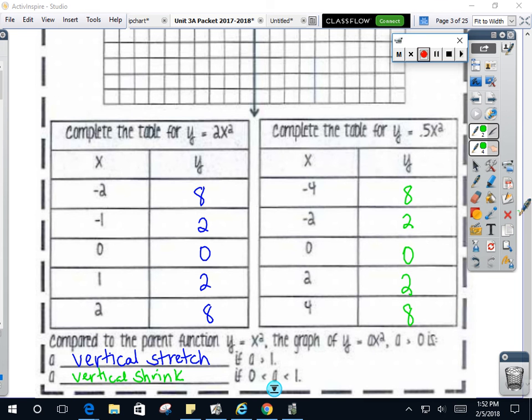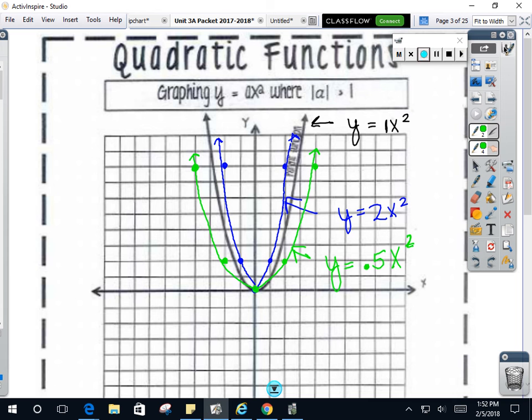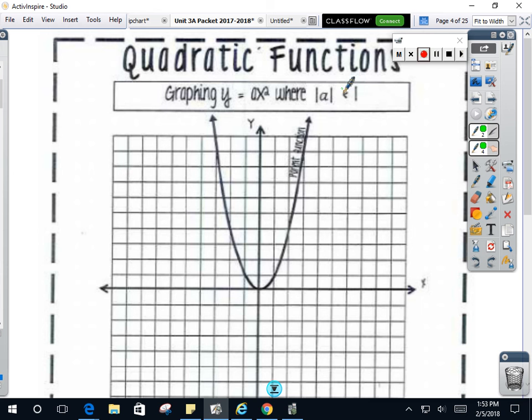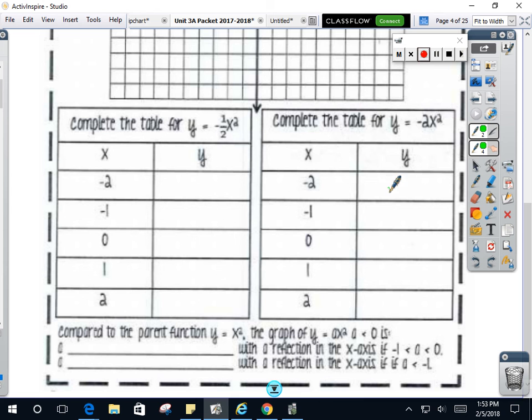Okay, so we just learned what happens to a parabola when the A value is greater than 1. It either causes it to get skinnier if it's greater than 1. If it's less than 1, it gets wider. Okay? This is called a vertical stretch. It stretches up and gets skinnier. This is called a vertical shrink because it gets wider. Now we're going to learn what happens if it's less than 1. Okay? So first we have to fill in the table.